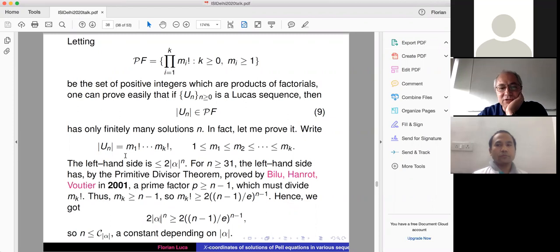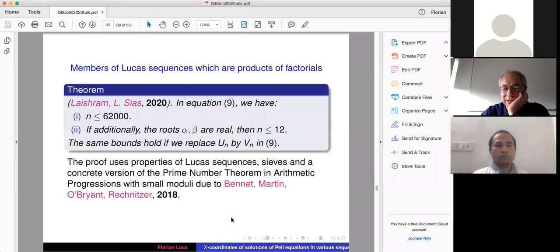So I had some notes there, and I had these huge bounds. So I invited Pantelimon to come and visit me in South Africa and help me and my student in lowering these bounds. And he was kind enough, and he came. And after several revisions, the paper has been published recently in Monatshefte für Mathematik. Here is where we got to. The general equation, u_n is a product of factorials, implies n is at most 62,000. If additionally the roots are real, then n is at most 12.